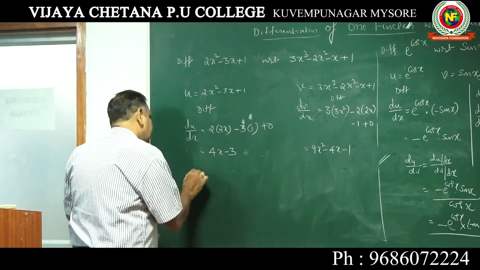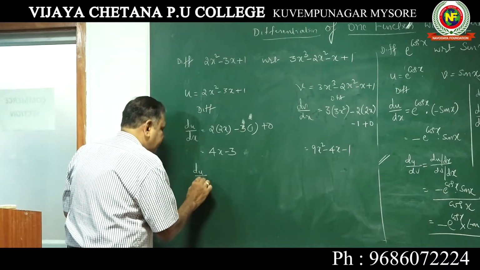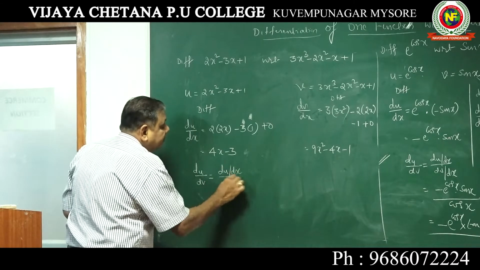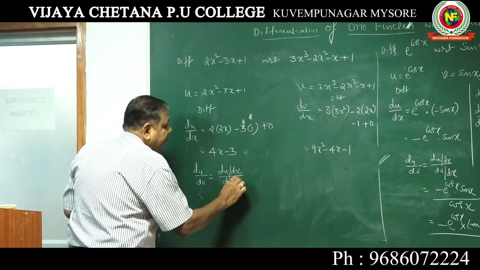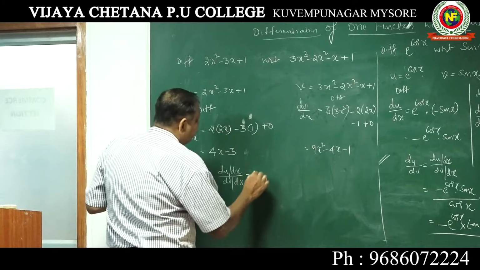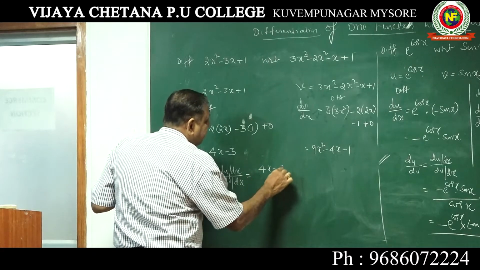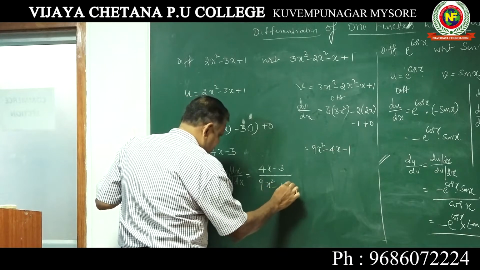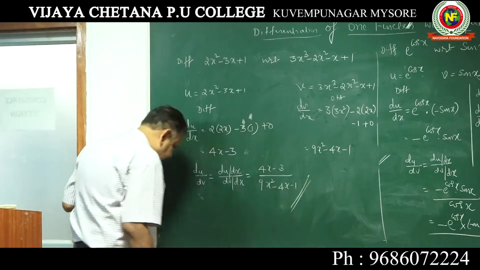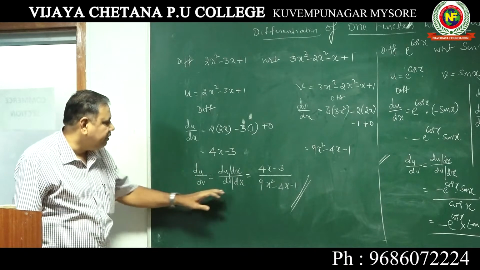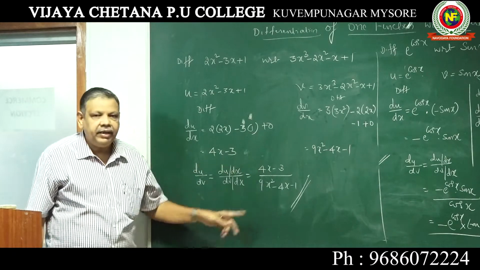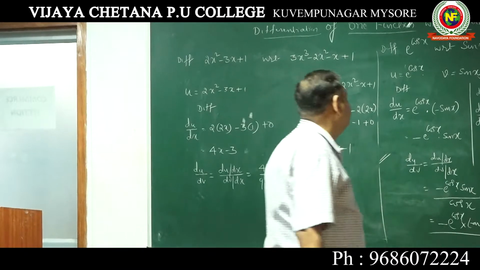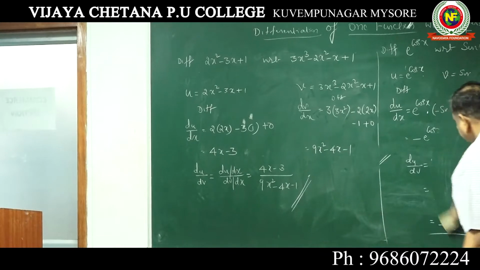Now du by dv is du by dx divided by dv by dx. The answer is 4x minus 3 divided by 9x square minus 4x minus 1. This is the answer. We will take up one more problem.